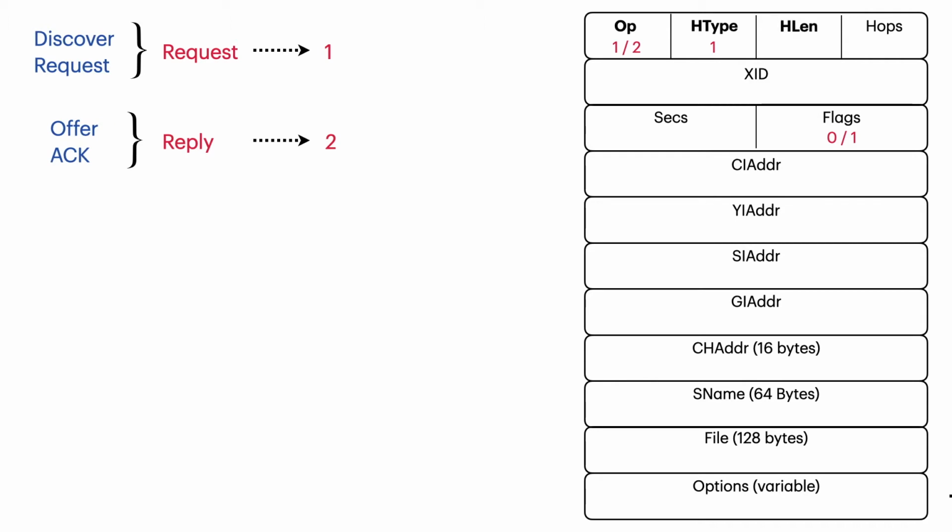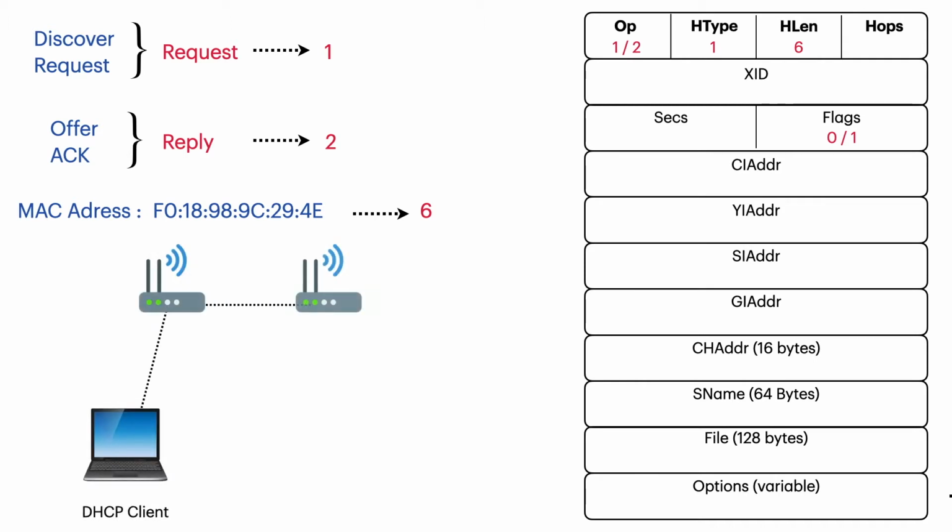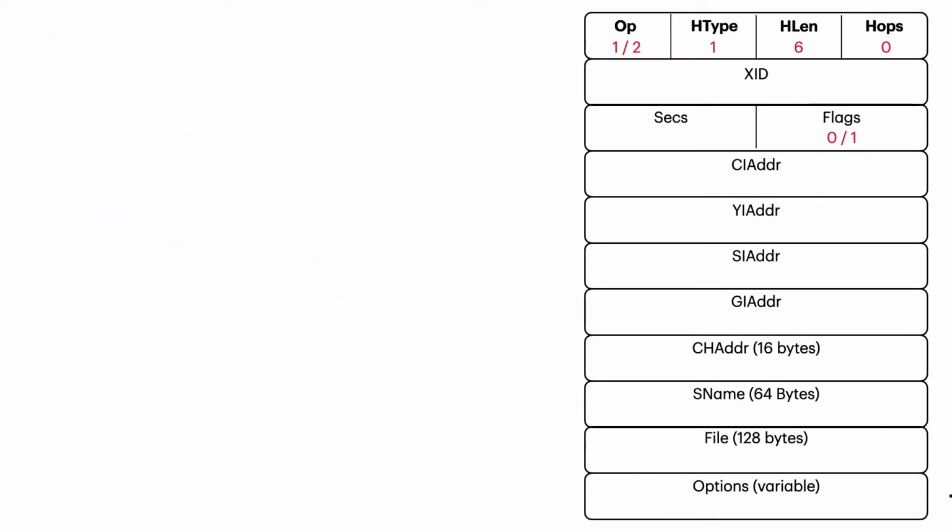Hardware address length specifies the length of the hardware address or MAC address present in the message. For Ethernet, it is set to 6. Hops specify the number of relay agents or routers through which the message has traveled between the DHCP client and the DHCP server. The DHCP client sets it to 0 before transmission and it is incremented at each relay agent. The transaction ID is a random 32-bit number generated by the DHCP client and is placed in the message it sends.